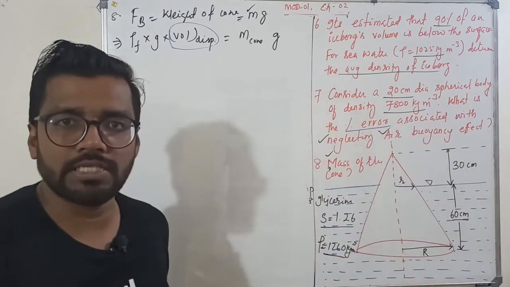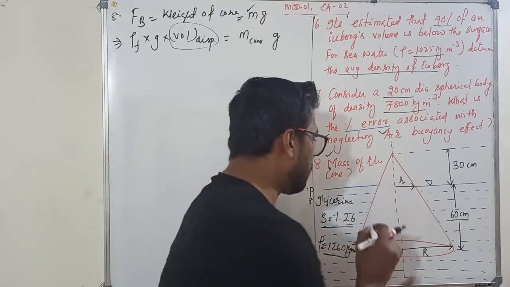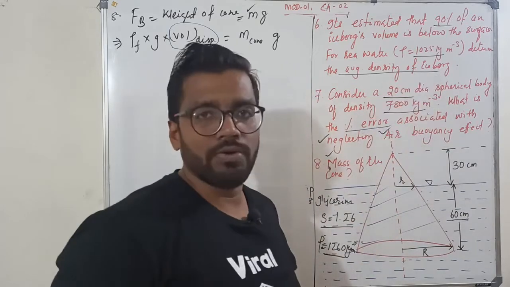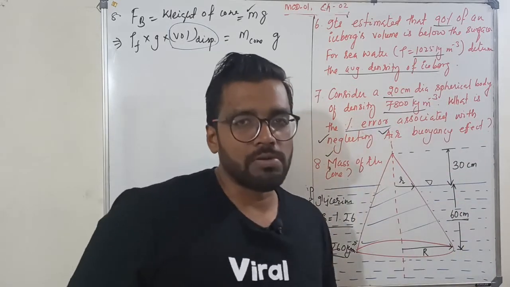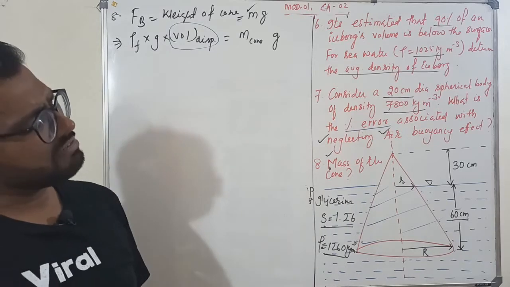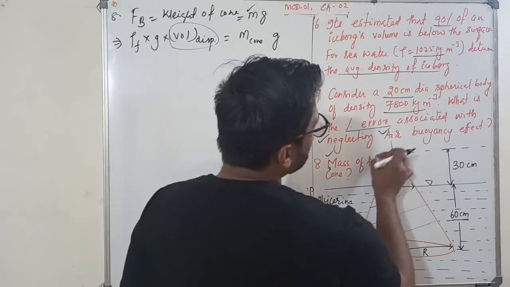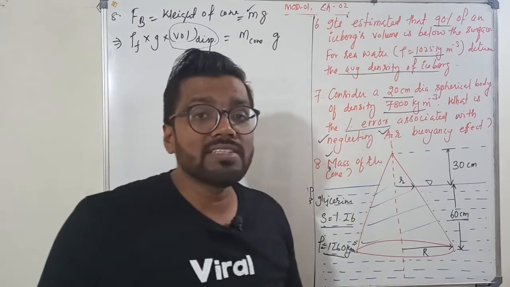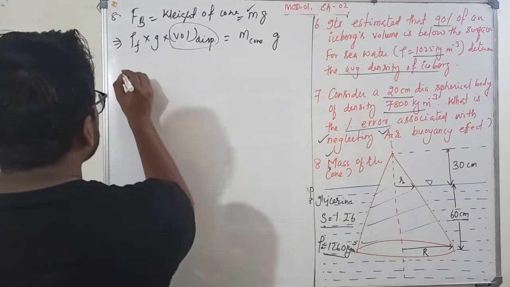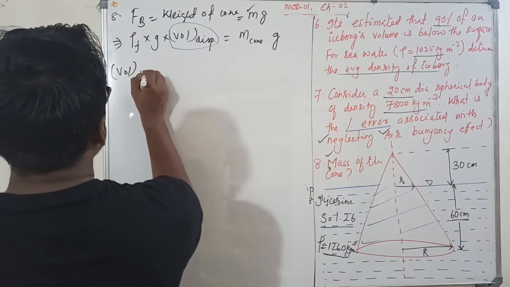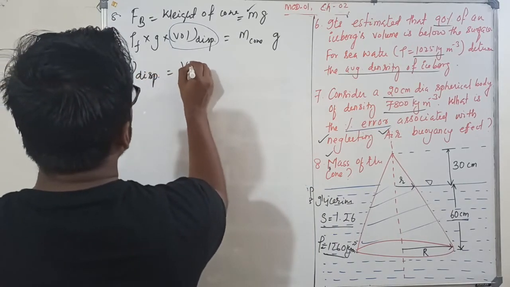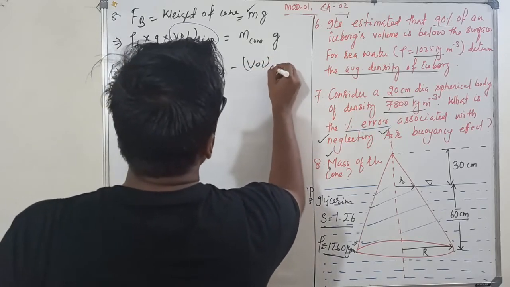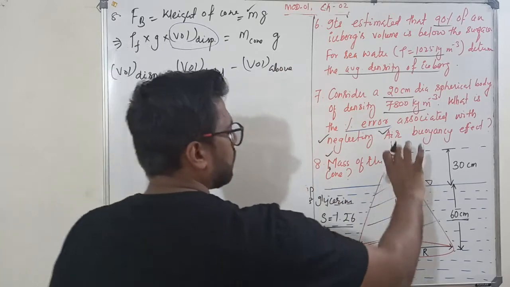I do not know the base radius, but I need to calculate the volume displaced. This much volume inside the fluid is the volume displaced. So I'll use my basic stuff: total volume minus this volume is equal to volume displaced. Exactly, correct. So volume displaced is equal to total volume minus volume above.